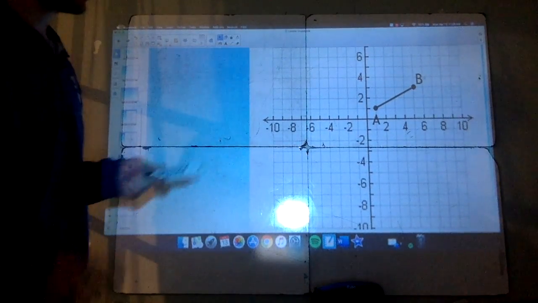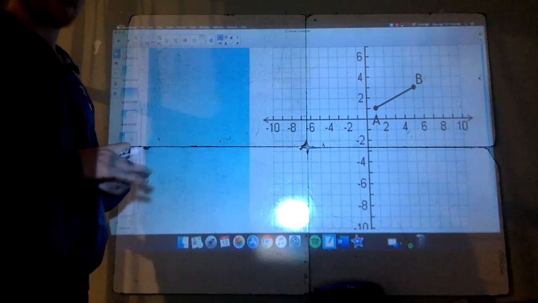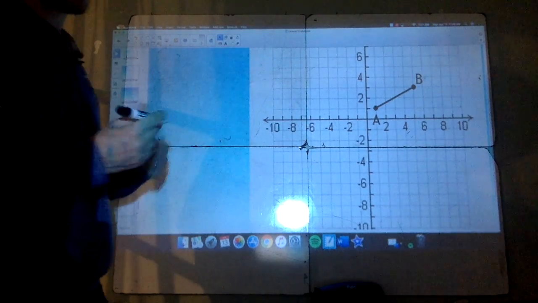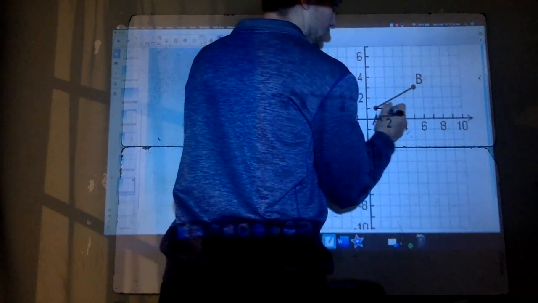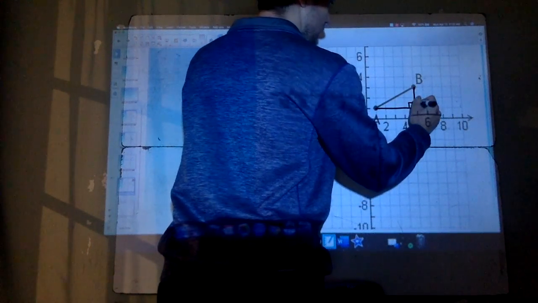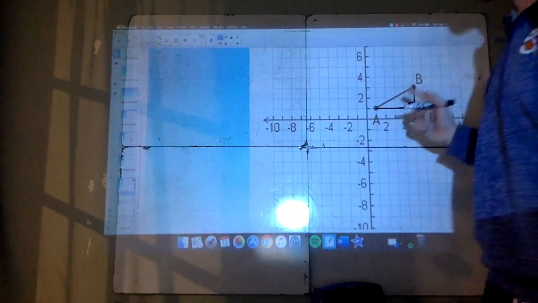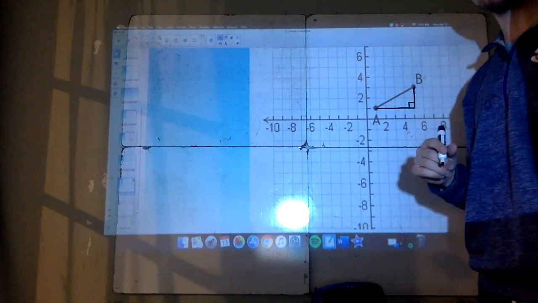All right, I want you to try and find the length of AB here. So remembering our first step is to turn it into a right triangle. So pause the video and try to find that length and unpause when you're ready.